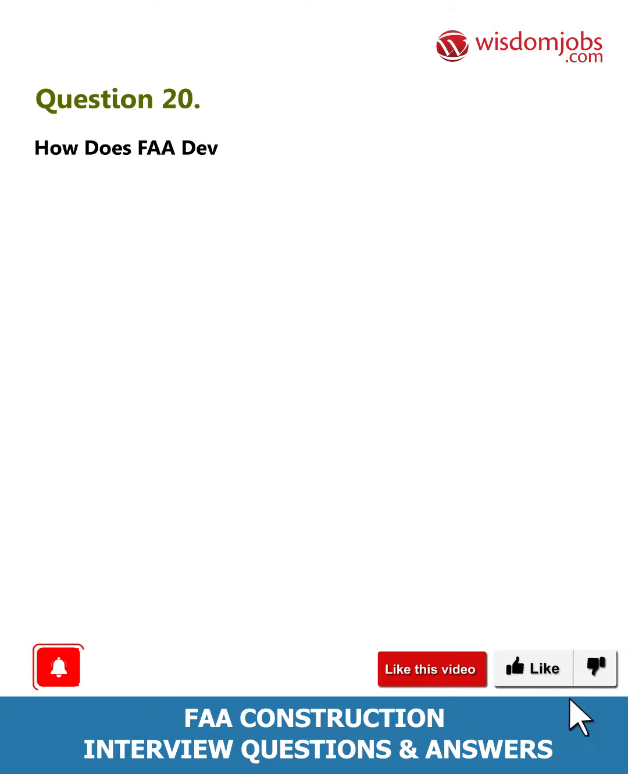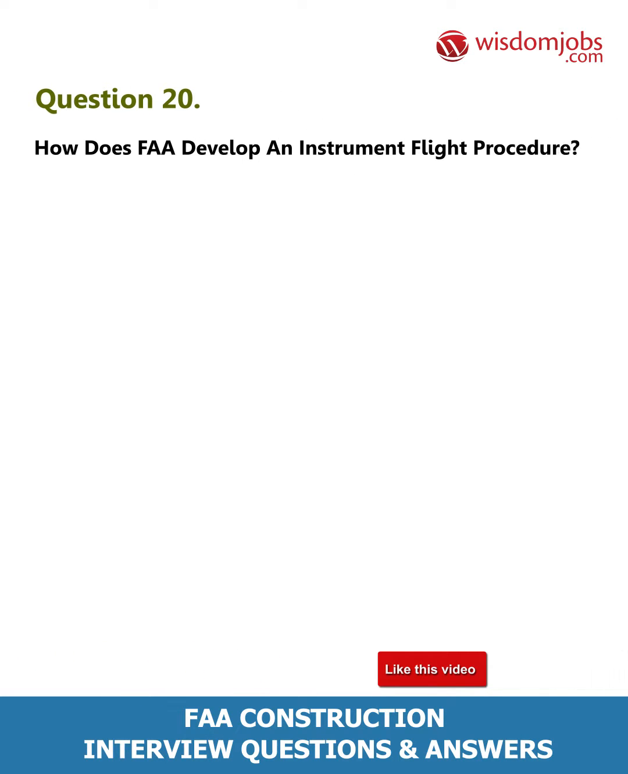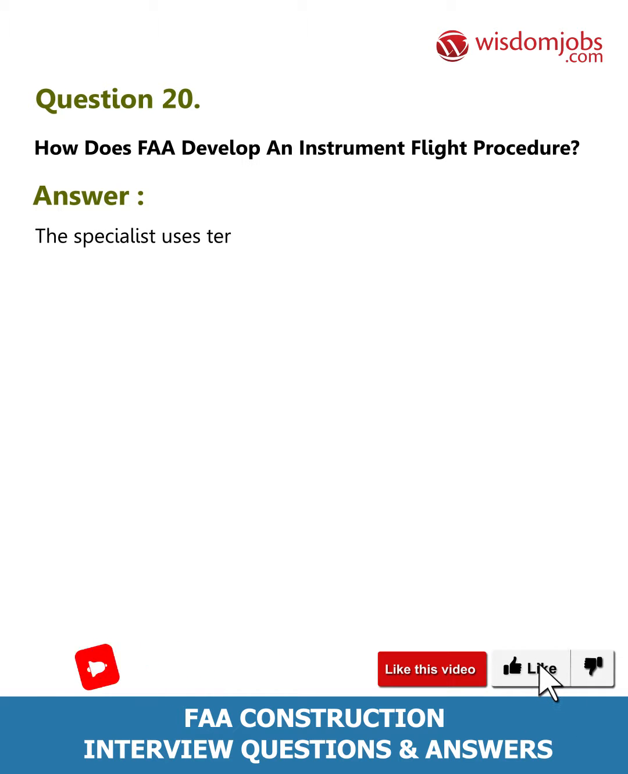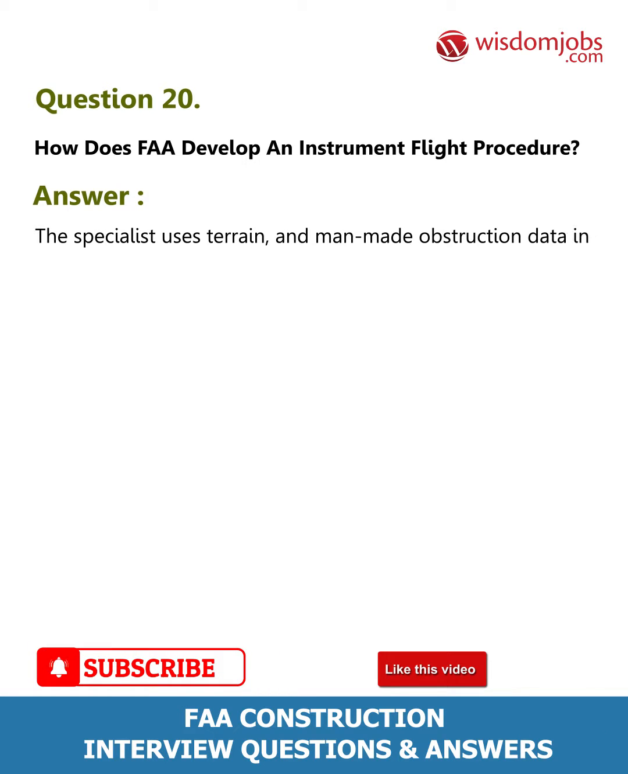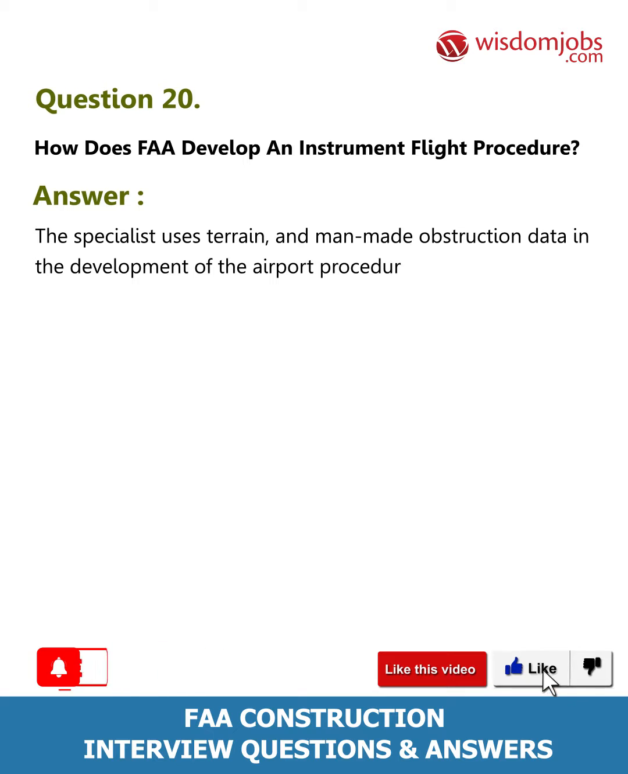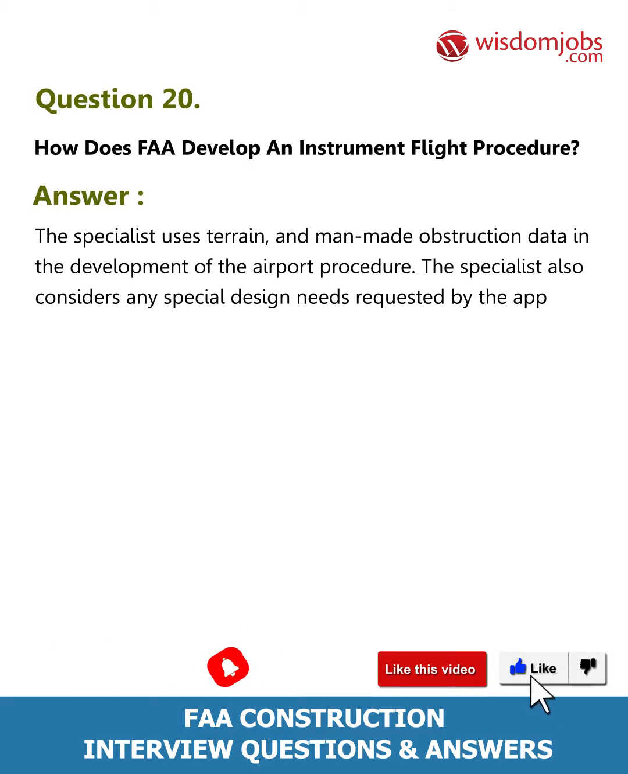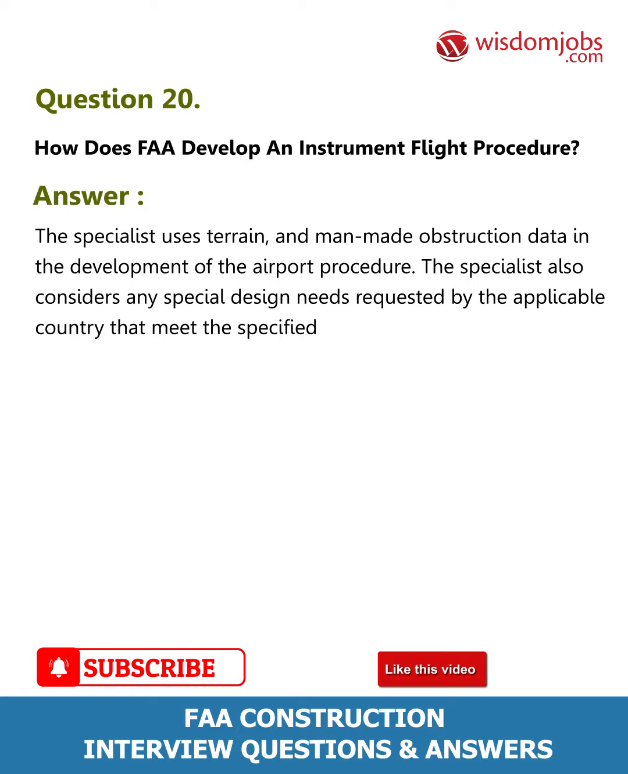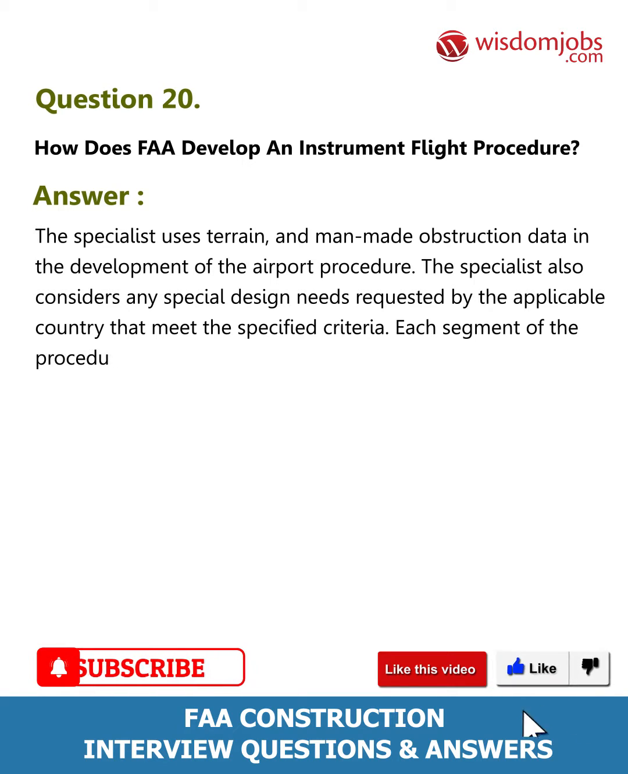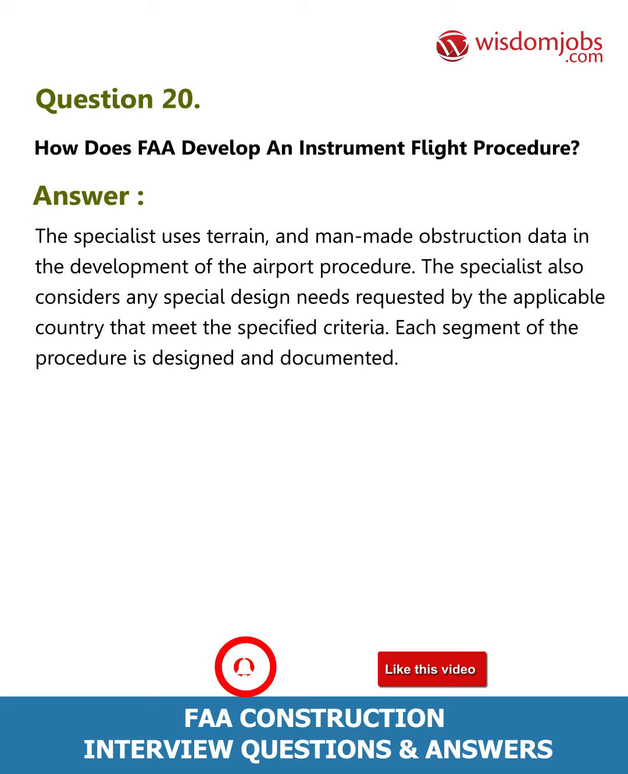Question 20. How does FAA develop an instrument flight procedure? Answer. The specialist uses terrain and man-made obstruction data in the development of the airport procedure. The specialist also considers any special design needs requested by the applicable country that meet the specified criteria. Each segment of the procedure is designed and documented.